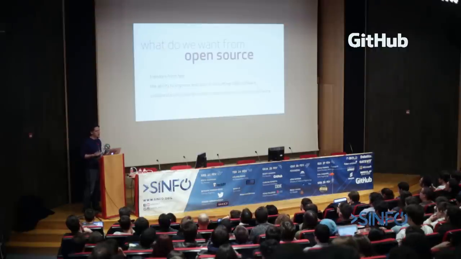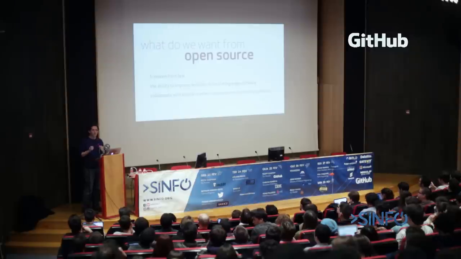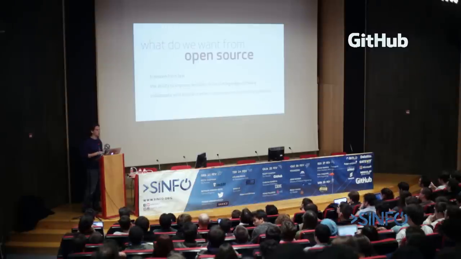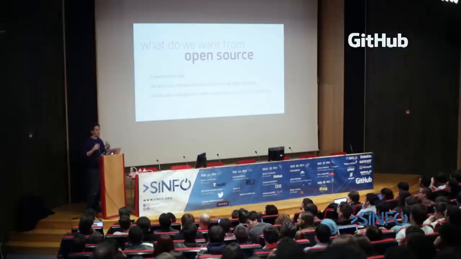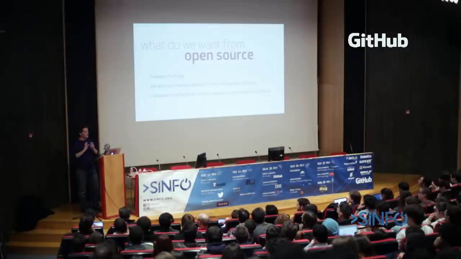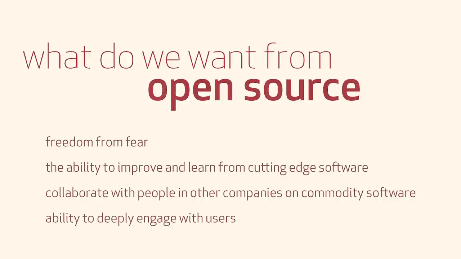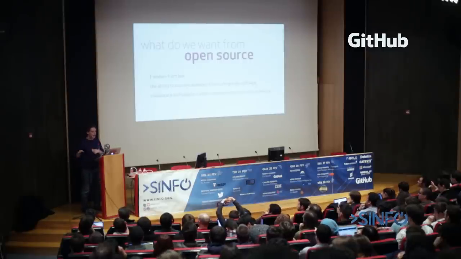And we want to collaborate with people in other companies on commodity software. So the commodity part is important. What I think the most useful open source is commodity software. So I don't think open sourcing GitHub.com would be valuable for almost anybody, right? But open sourcing libraries that you could use to build the next anything that has any aspect of GitHub in common, right? Drivers for databases that you might be using that we're also using, or libgit2 if you're trying to use Git for something, right? You should absolutely open source that.